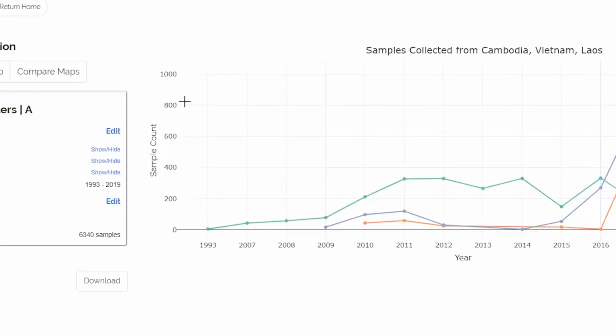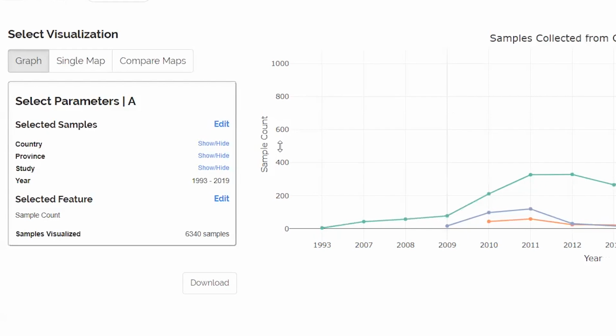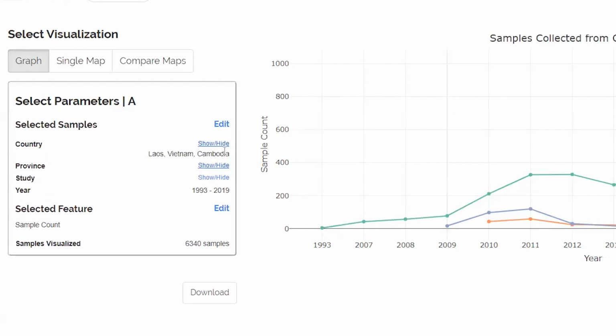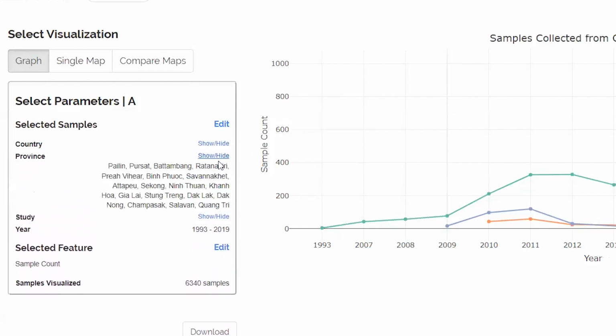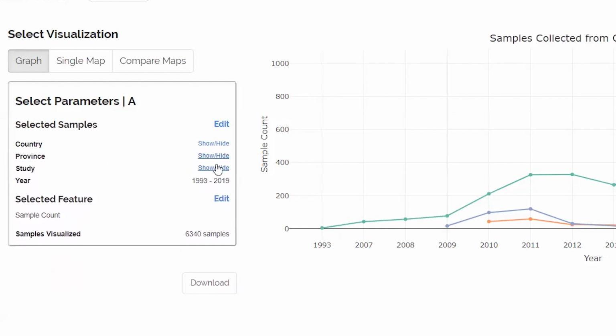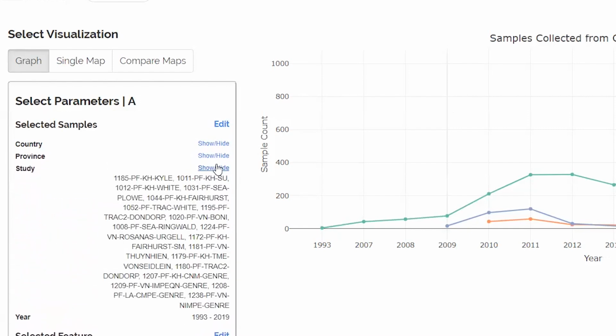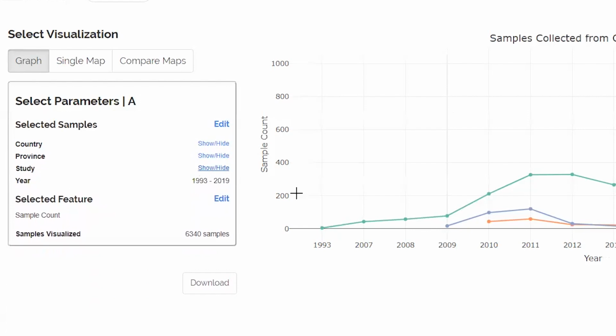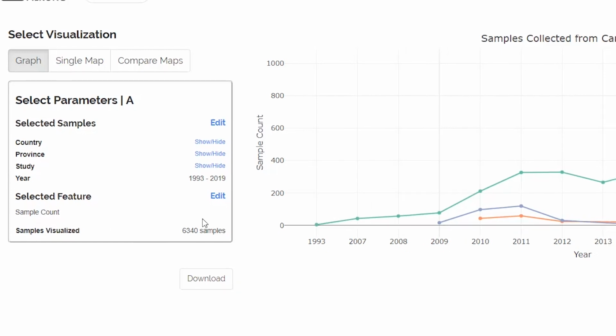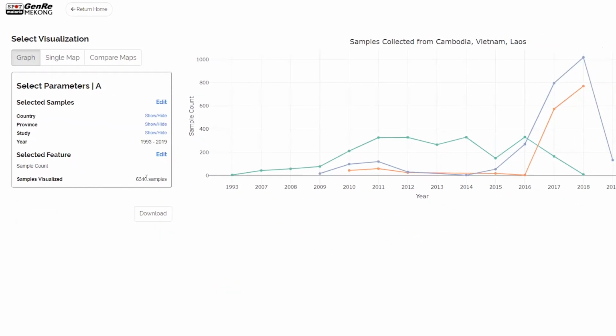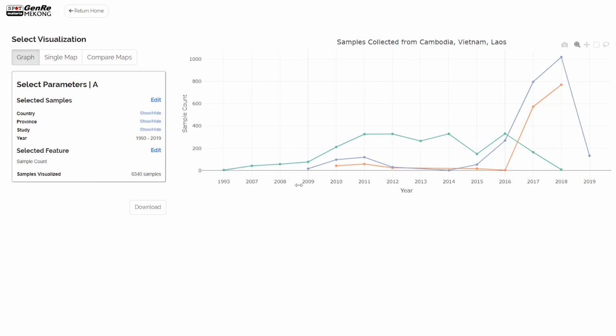All right, next, users can see what selections they've made here. If they click Show and Hide, users can see what country, what province, and what study they've selected, and also the year and the features they've selected. Lastly, users can see how many samples are used in the visualization on the right-hand side here. There are 6,340 samples that are used to create the graph on the right-hand side here.